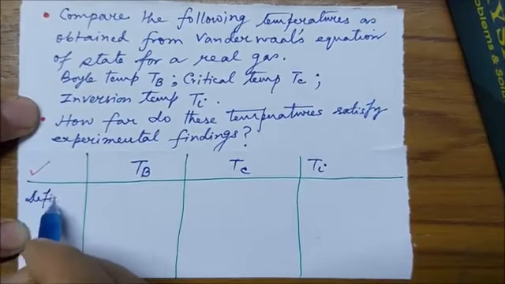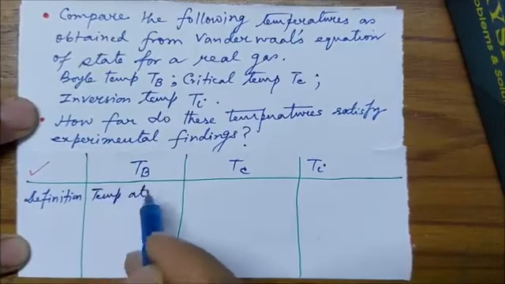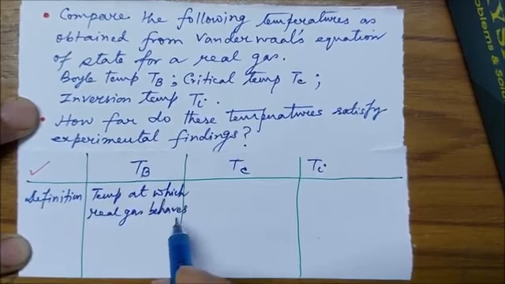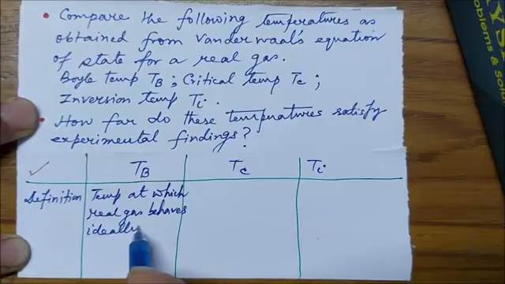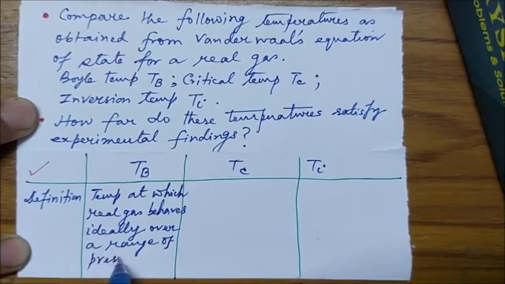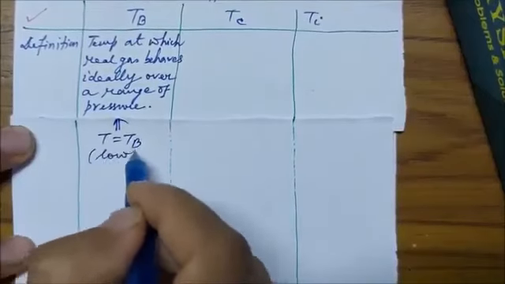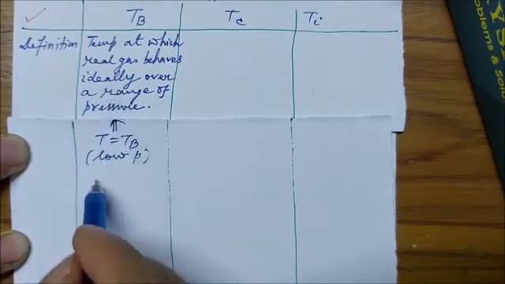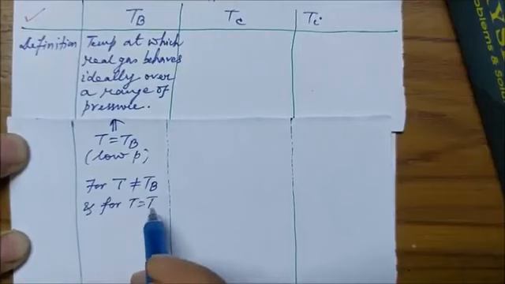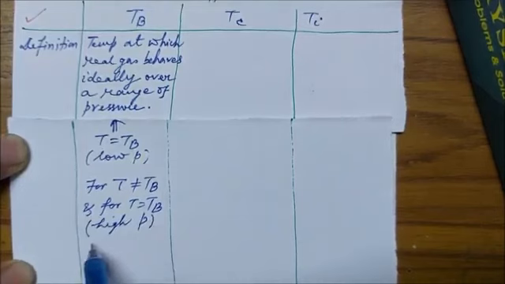First, the definition or the main characteristic. Boyle temperature is the temperature at which a real gas behaves ideally over a range of pressure. And this occurs at T equal to Tb at low pressure, where gas behaves ideally, and for T not equal to Tb, and for T equal to Tb but at high pressure, gas shows deviations from ideal behavior.